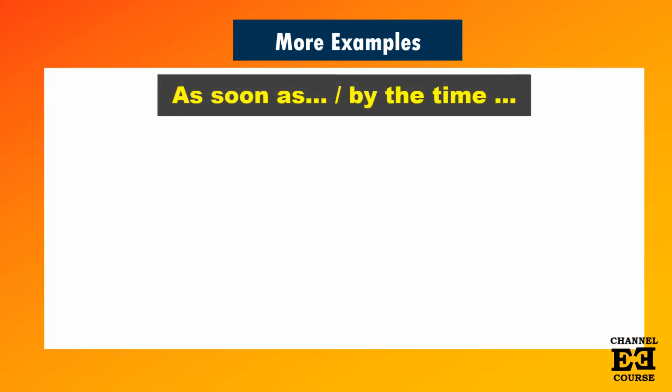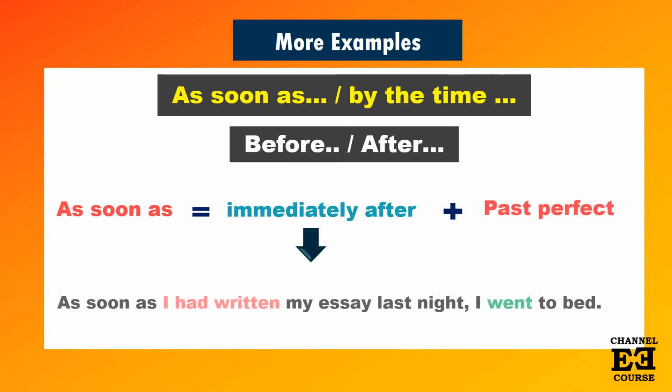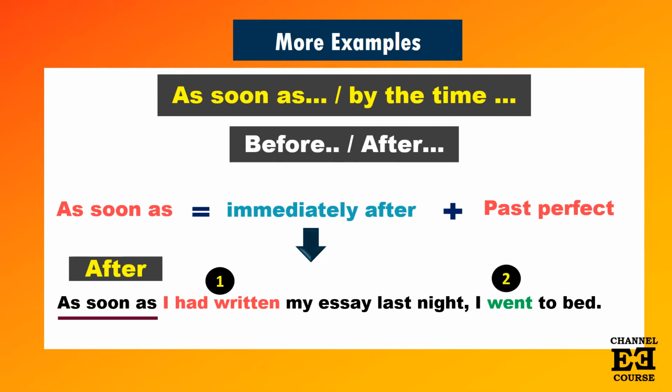I'd like you now to have a look at these examples with different expressions, this time with as soon as and by the time. First of all, let me tell you that both expressions can be used in the same way as after and before. As for as soon as, it means immediately after, and it is directly followed by a past perfect form, just like in this example. As soon as I had written my essay last night, I went to bed. As you can see, the logical order of actions puts had written as the first action. Then right after it comes the action presented in the past simple, went.